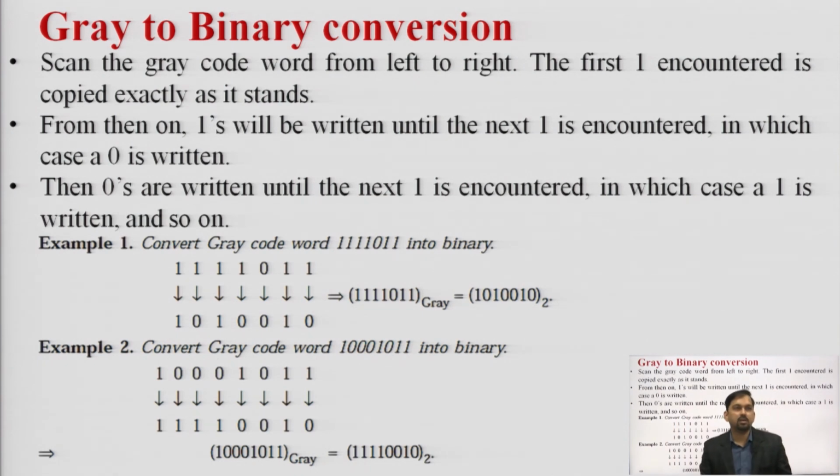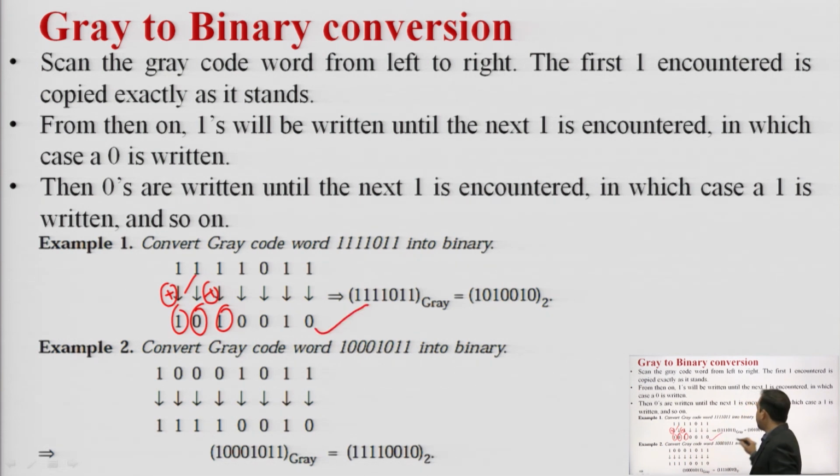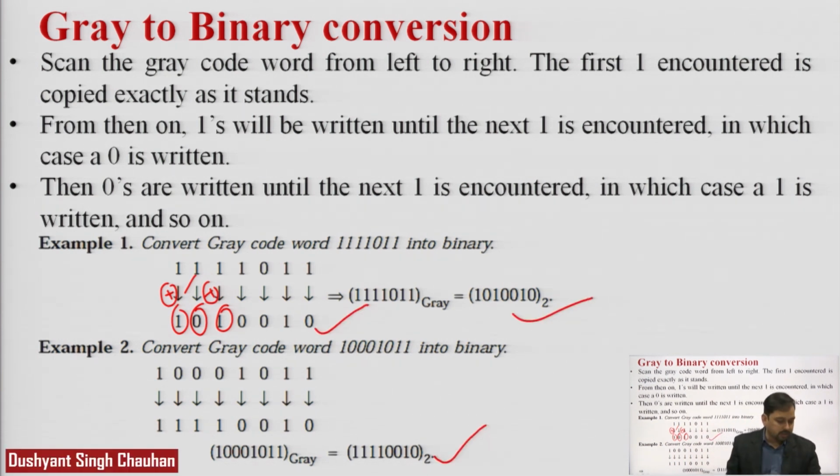After that, we have gray to binary. Again, we write down the number and perform the XOR with it. 1 XOR with 1, we have 1; 1 XOR with this particular 1, the result is 0. Similarly, 1 XOR with 0, we have 1. In this way, if we perform the XOR operation, we will achieve this particular result. This is the gray to binary representation.